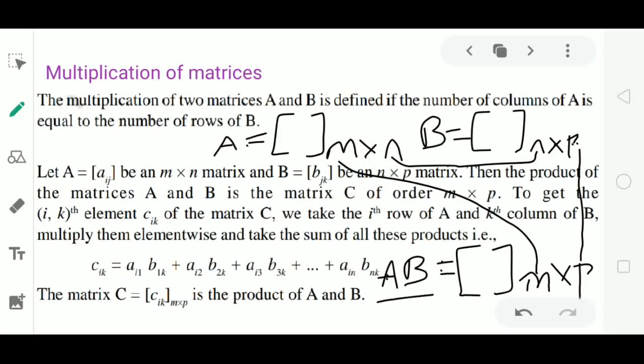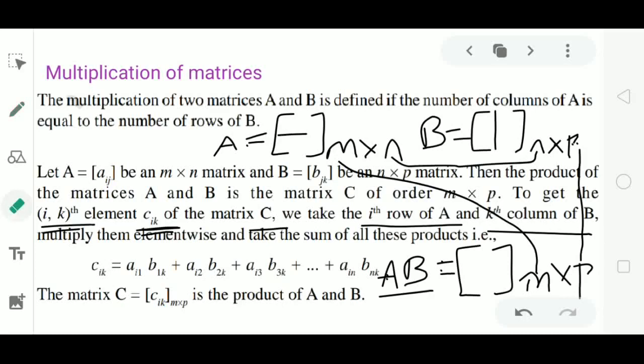Now in this product, to get the ikth element Cik of the matrix C, here matrix C is the same as matrix AB. Matrix C is the product of A and B. To get the ikth element Cik of matrix C means to get the element lying in the ith row and kth column of the matrix C. We take the ith row of A and kth column of B, multiply them element wise and take the sum of all these products.